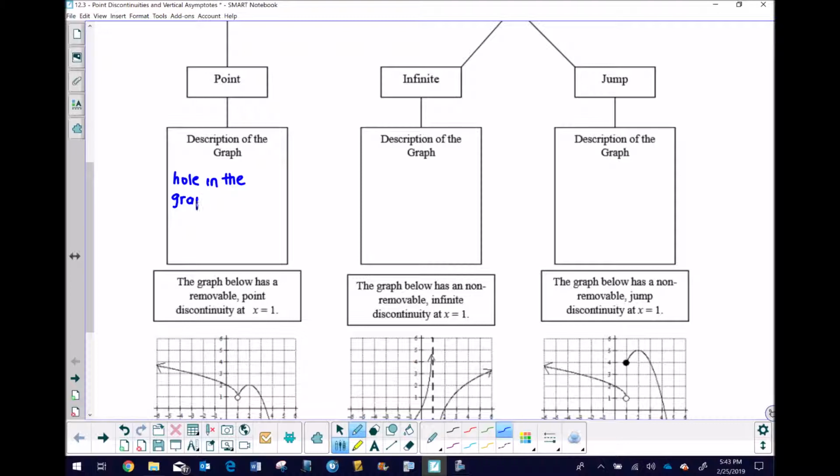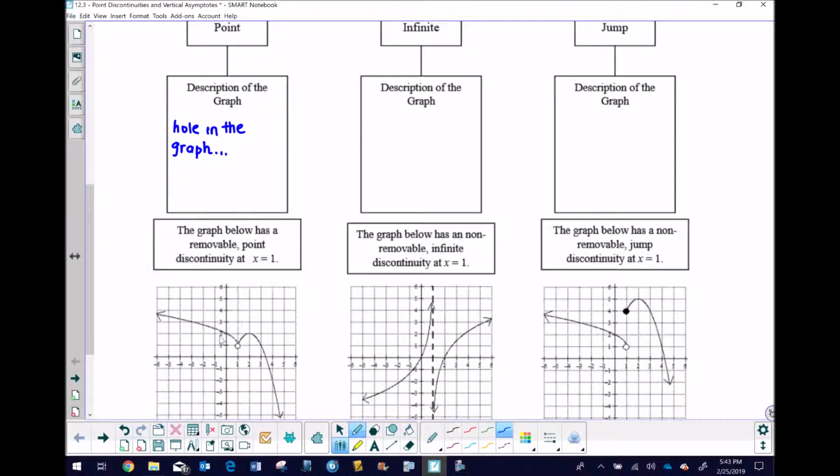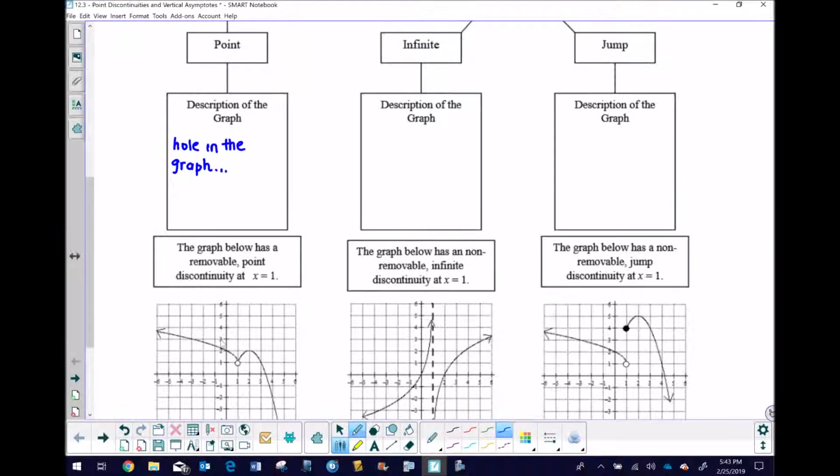But I don't want to just stop there, because it's possible that you could still see this open circle, this whole idea, in a different kind of discontinuity. So I want to come back to this in a second. For right now, I don't mind if we stop there, because it's pretty clear that that's what we see here visually. But I want to expand on that.